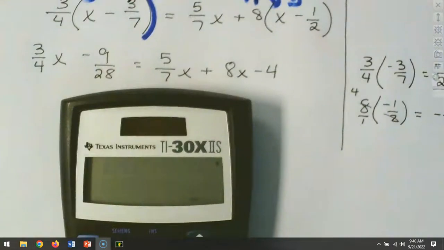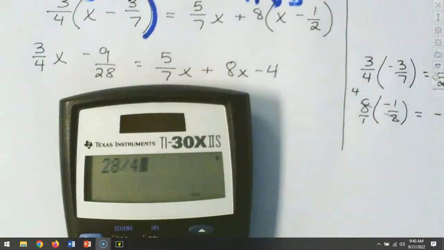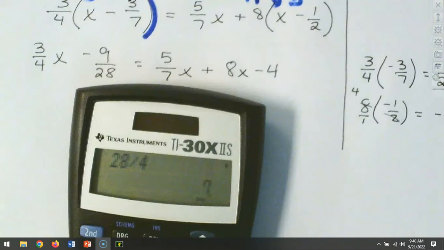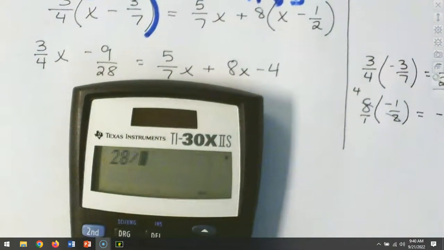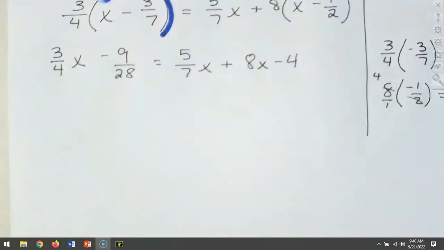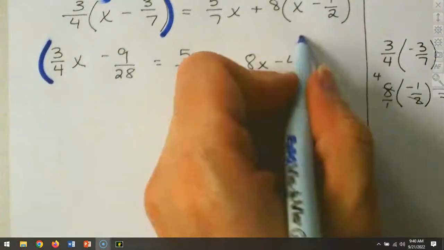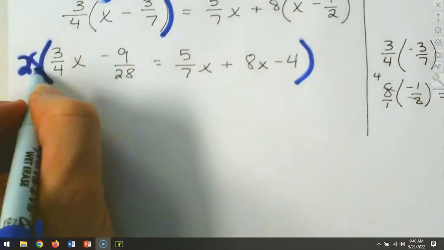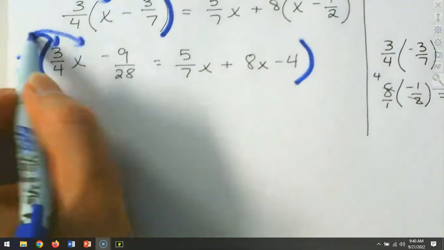But let's look at that 28. Okay, does 28 evenly divide by 4? Yes. Does 28 evenly divide by that 7? Yes. So already I don't have to do any other work. My least common denominator is going to be a 28. So everything now gets multiplied by what? 28.